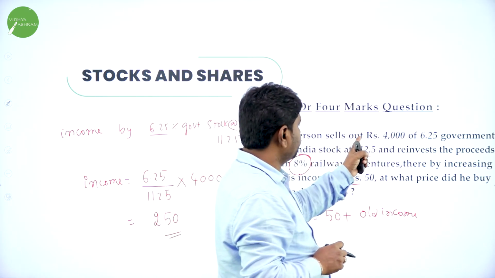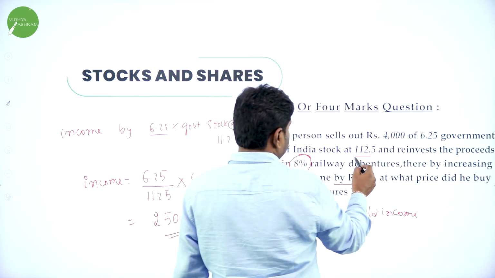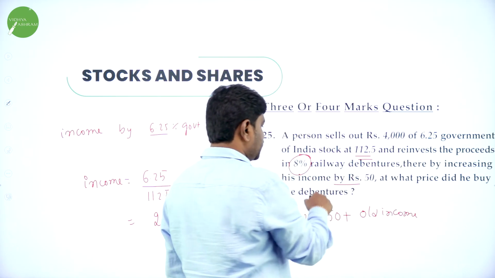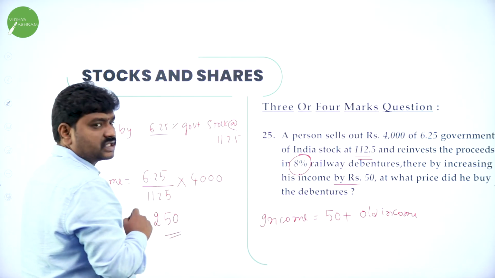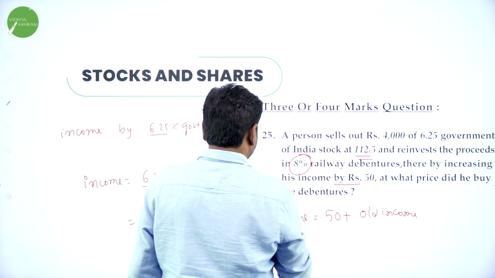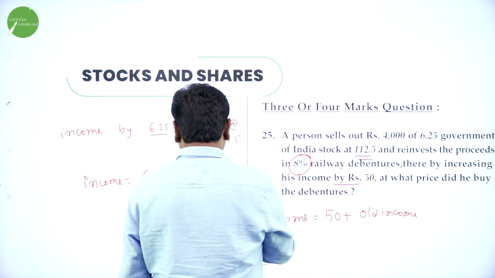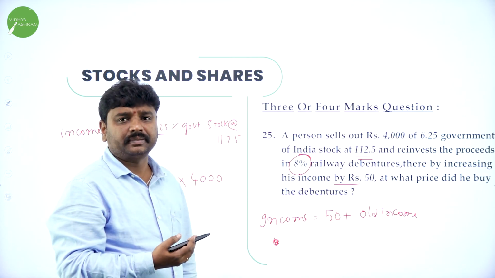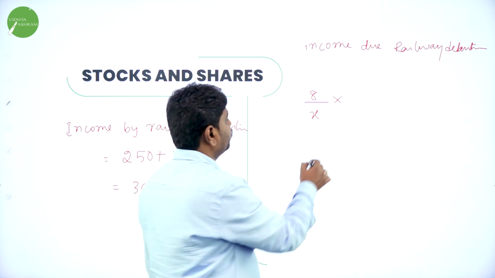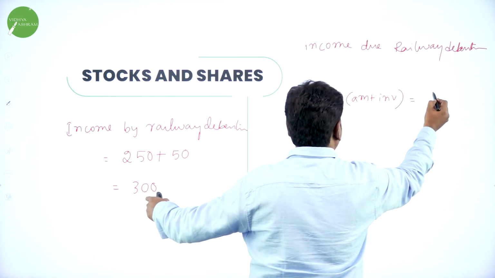What is the amount he is investing? A person sells rupees 4,000, 6.25% stock at this rate and reinvests the proceeds, means whatever he gets he will reinvest. What is the total amount he is getting? Whatever he invested, the total amount he will get is the selling price. Now rate of interest, dividend divided by market value into amount invested is equal to income. Total income we know is 300.